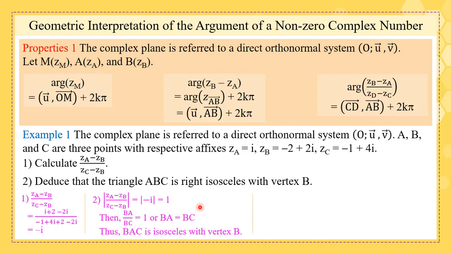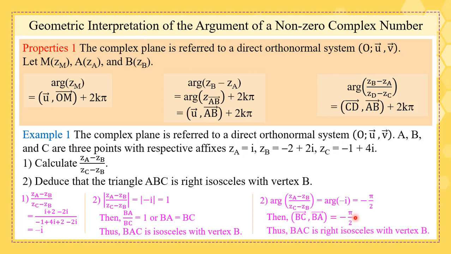Now how do we prove that it's right? We take the argument of this ratio, which is the argument of negative i, and we know from before that the argument of negative i is negative pi over 2 plus 2k pi. This could be done using the calculator. This means that the angle (BC, BA), applying the last property here, is negative pi over 2, which means that the triangle is right. So right and isosceles, the total would be a right isosceles triangle.